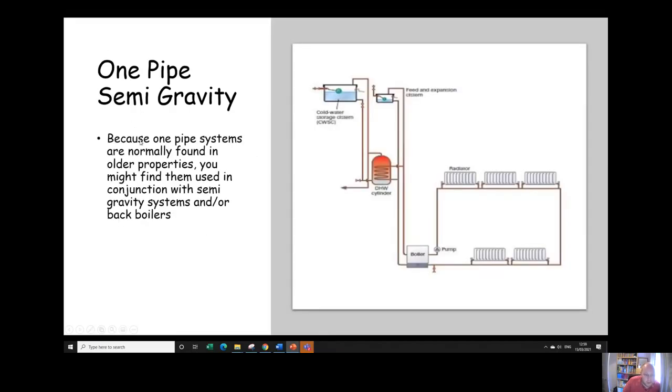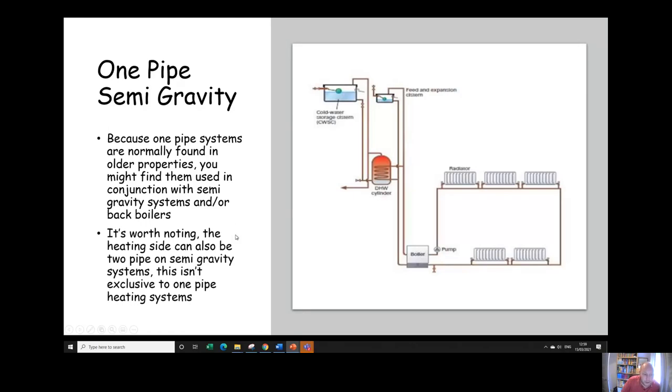Briefly look at one pipe semi-gravity. One pipe systems are normally found in older properties. You might find them in conjunction with a semi-gravity system or with a back boiler. Semi-gravity systems we're going to look at in a little bit more detail very soon, in the next part of the session. Long story short, the heating side will be pumped and the hot water side will circulate by convection. Now you can get semi-gravity systems for two-pipe systems as well. It's not exclusive to one-pipe systems, just worth being aware of.